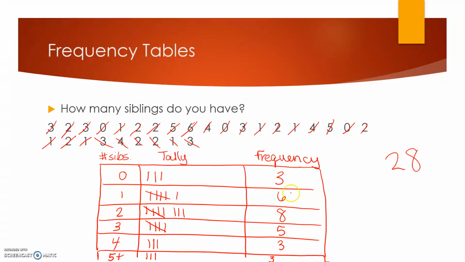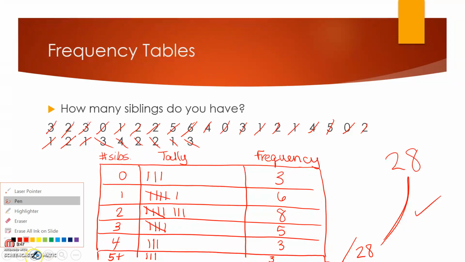And if I add up these numbers, this would give me 9 plus 8 is 17. 17 plus 5 is 22. 22 plus 3 is 25. Plus 3 is 28. So since I got a total of 28 and these match, that means that I did get all my values correctly. And this is the entire frequency table right here.